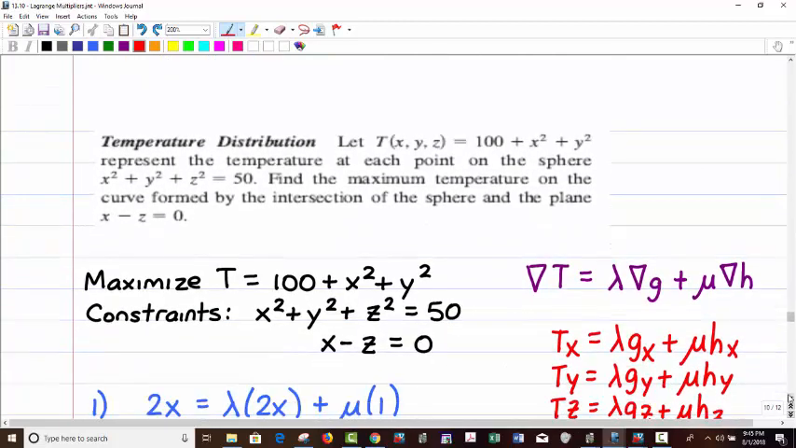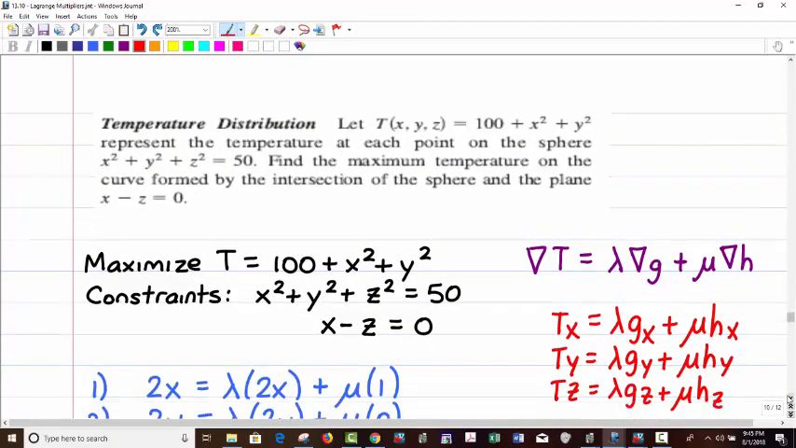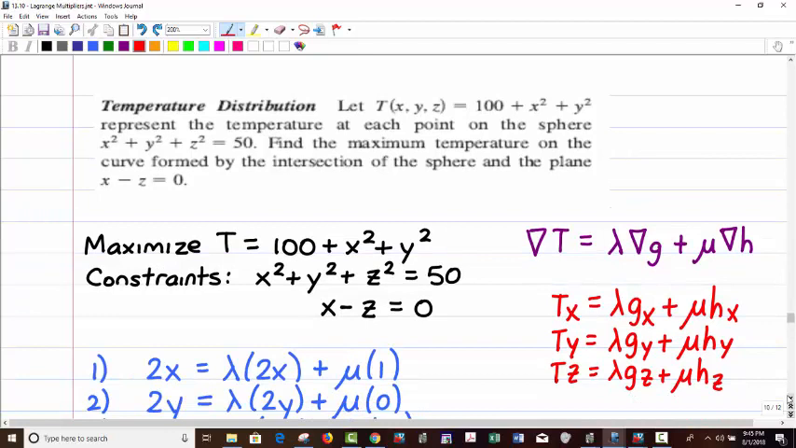Now, this is an interesting example. We have this temperature function, 100 plus x squared plus y squared, which represents the temperature at each point of a sphere where x squared plus y squared plus z squared equals 50. We want to find the maximum temperature on the curve formed by the intersection of the sphere and the plane x minus z equals 0.